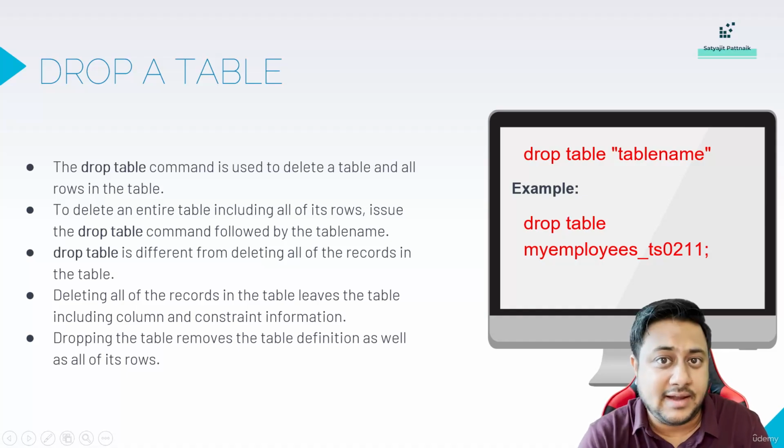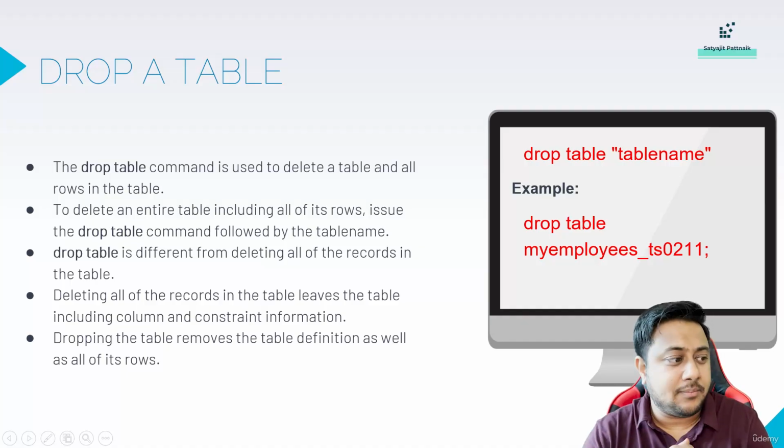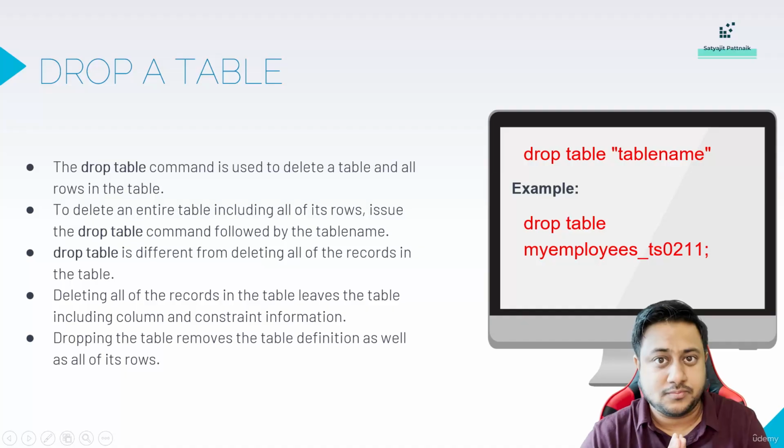We are manipulating the data. But dropping means we are entirely deleting the table. We are dropping the table. So that's a data definition language. Deleting all the records in the table leaves the table including column and constraint information. Dropping the table removes the table definition as well as all its rows.